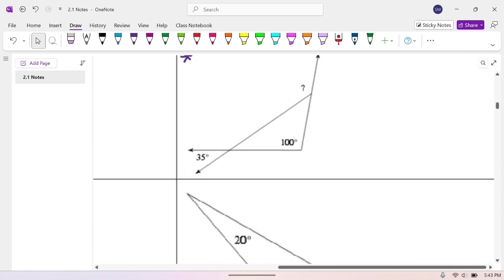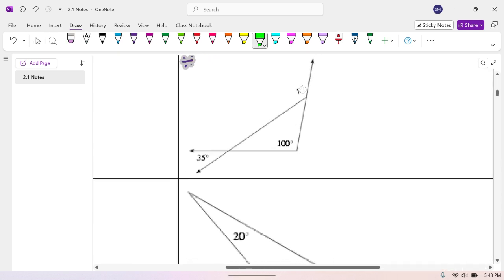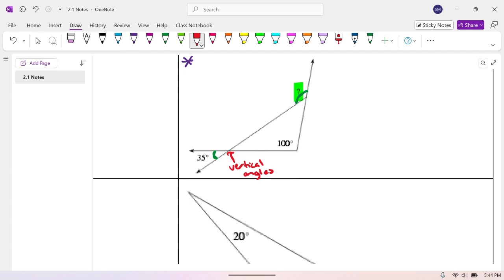All right, so it's asking us to find the missing angle marked by the question mark. So we're finding this angle right here. Now, they gave us an angle inside, which is that 100 degrees, but they also gave us this angle right here, which is 35 degrees. All right, so where you would want to start is that if you notice, one of the angles inside the triangle with the 35-degree angle are vertical angles. Thus, we can assume, since vertical angles are congruent, that this angle right here is 35 degrees.